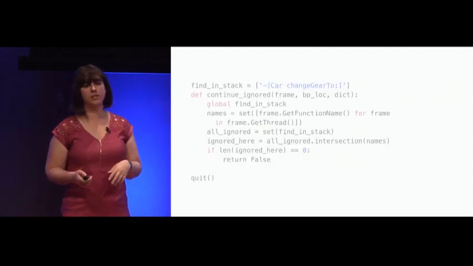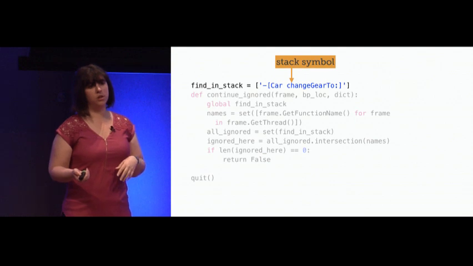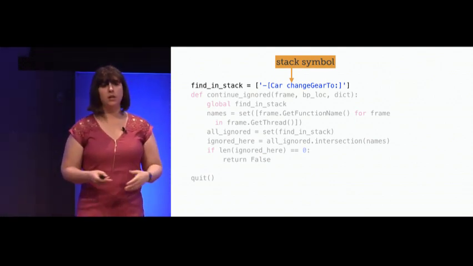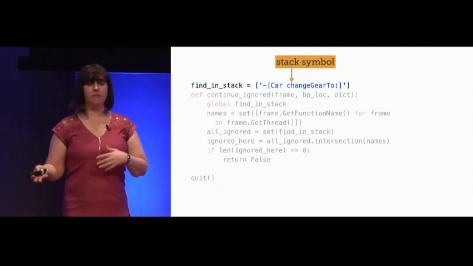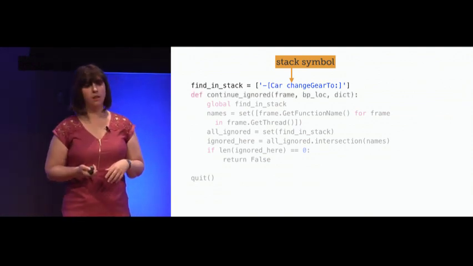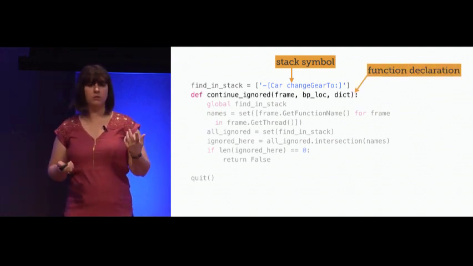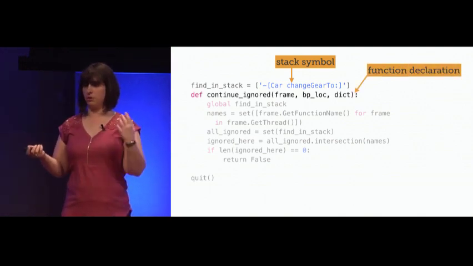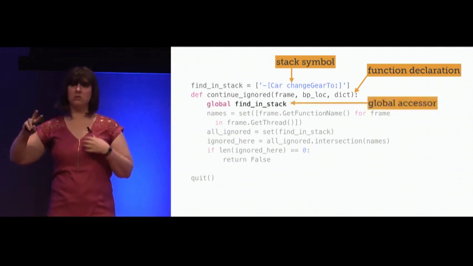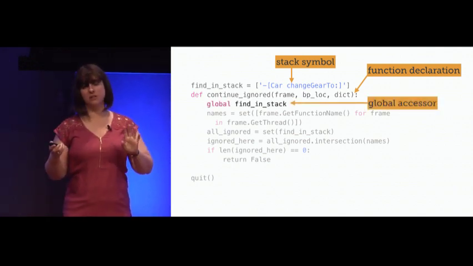So first thing we're doing is figuring out what stack symbol we're looking for. I have the change gear to, just like I would have it if I were debugging with a breakpoint, same symbol. I have the name of my function and the declaration with the 3 variables, including the useless one. You have to do some weird things with globals. This is all documented online. It's a little weird.